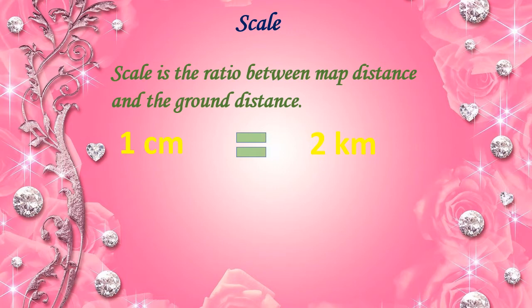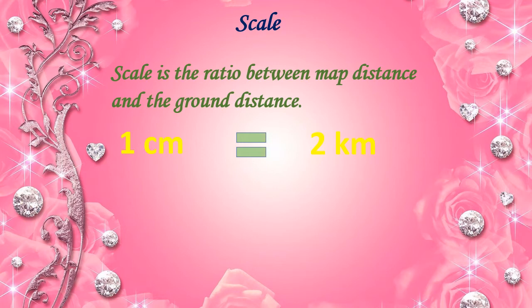So what do the cartographers do? The cartographers will give a scale on the map. This scale is the ratio between the map distance and ground distance. Let's say, for example, we have a 2-kilometer area on the earth and we want to show this 2 kilometers area on a single sheet of paper on a map. So how do the cartographers show the scale? The scale is given as 1 centimeter is equal to 2 kilometers on the ground. 1 centimeter on the map is equal to 2 kilometers on the ground.